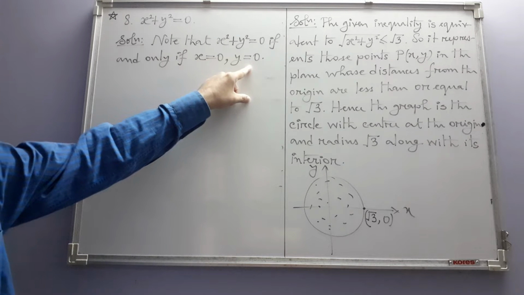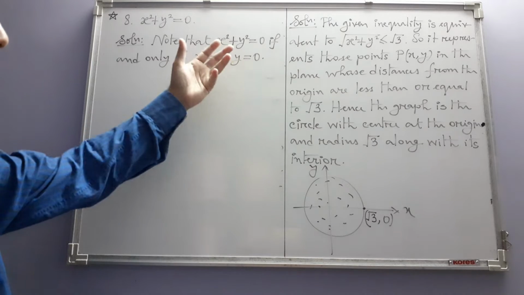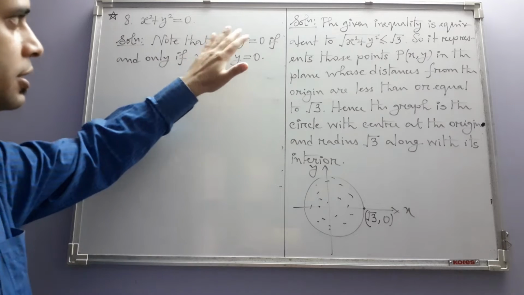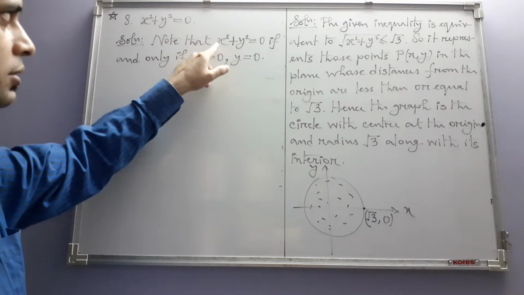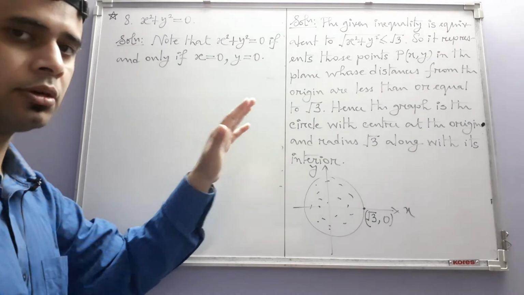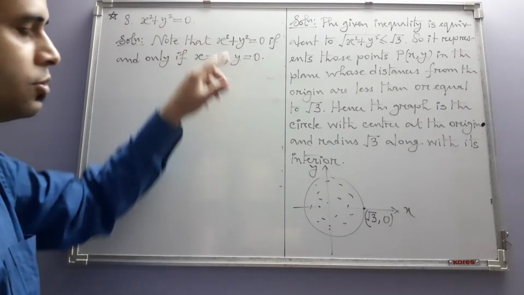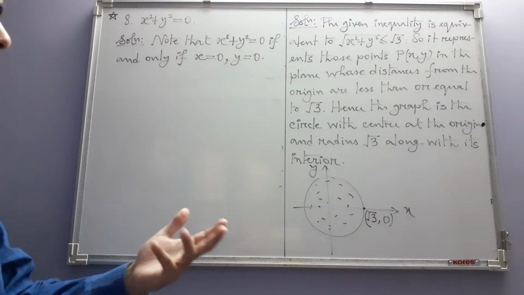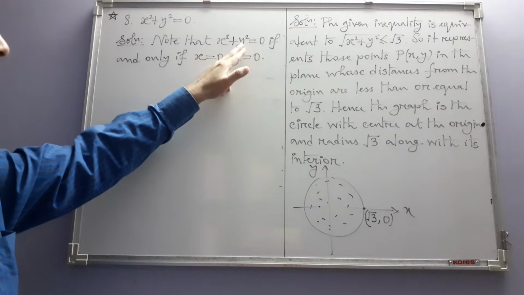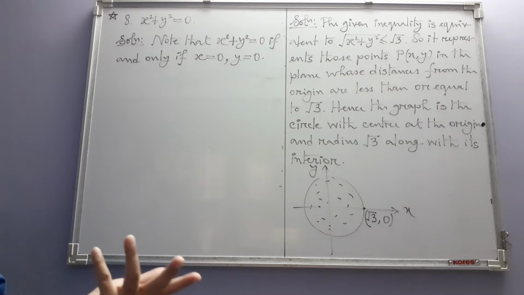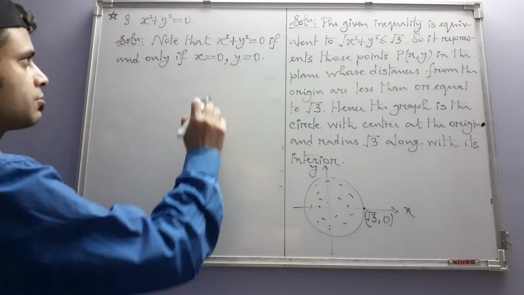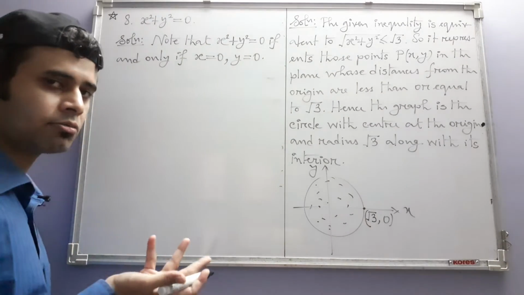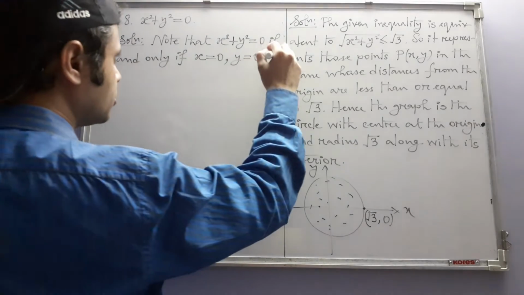If these two equations are true, then of course the sum of their squares is also equal to 0. Conversely, if this is equal to 0, then because x square and y square are both non-negative, each one should individually be 0. If one of them is positive, then the other cannot make it 0 because it cannot be negative. So x square should be 0, y square should also be 0, but then x and y are 0.